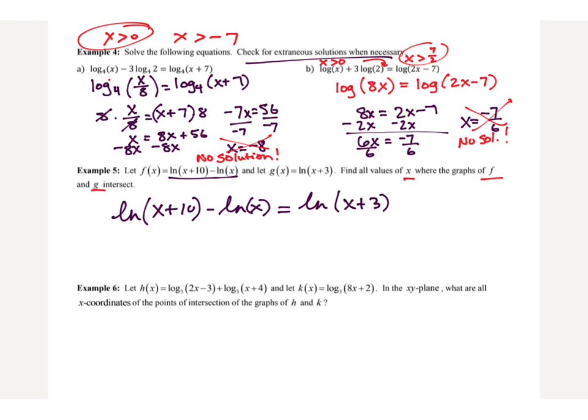Everything's got a natural log. Should we just cross them out and move on? No, you gotta find the domain here. Would the x's cancel out and that just be 1/10? No, so it'd still just be x plus 10 over x. x greater than negative 10, x greater than 0, x greater than negative 3. We want to pick the greatest of those.